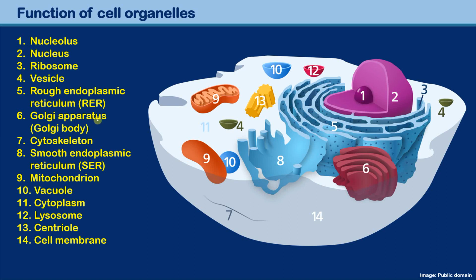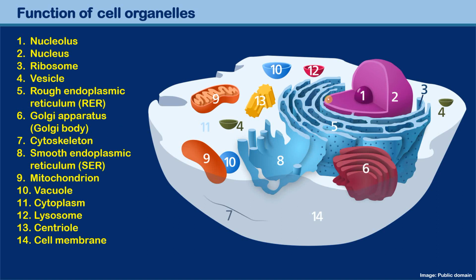The Golgi apparatus, some people also call the Golgi body. This is number 6, a stack of membrane discs, and the Golgi is responsible for concentrating and modifying proteins. I know what you're thinking again, proteins. The ribosomes make the proteins, the vesicles carry them, the Golgi body modifies and packages them. And that's its function.